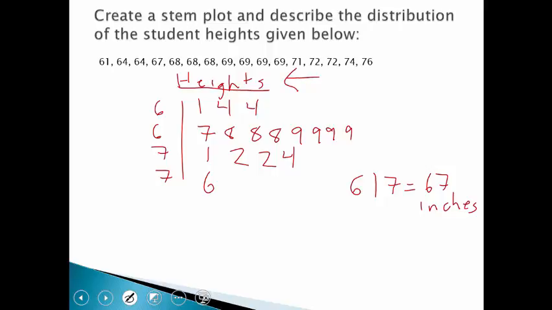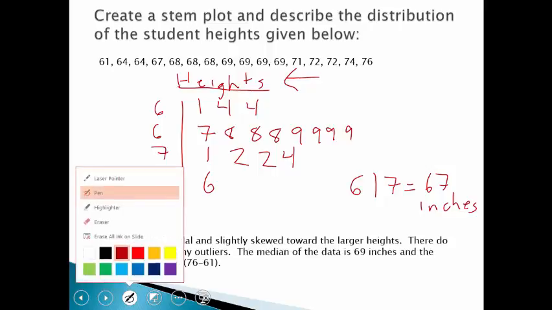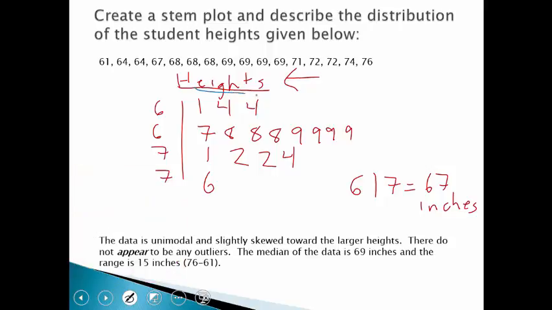Now, if we were to describe the distribution, go through our SOCS. This is a little bit trickier because our data is going vertically. It does look like there's maybe a slight skew to this. A way that we can get around trying to figure out whether it's skewed right or skewed left is this: we have a unimodal distribution, and it's slightly skewed toward the larger heights. If we put our curve in here, it kind of tails off.